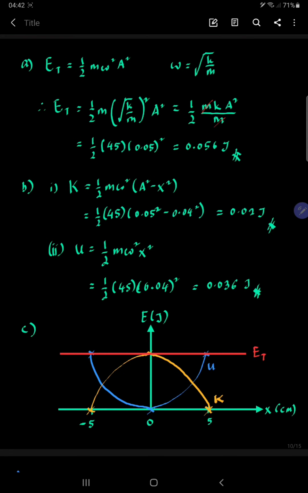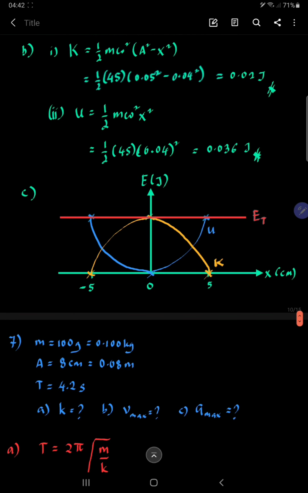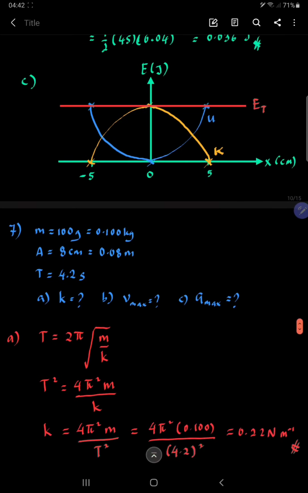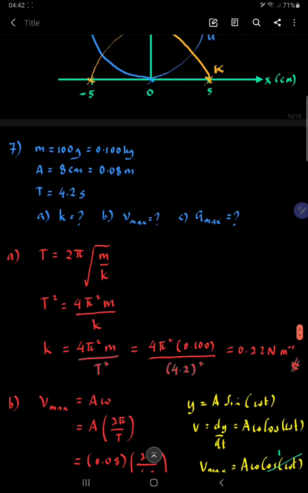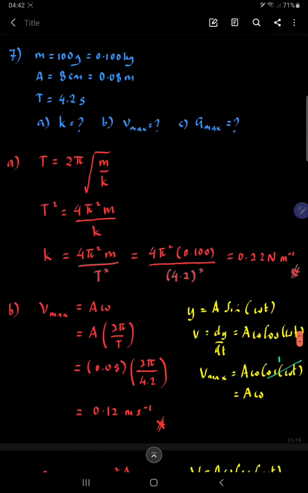Next, question 7. A 100-gram mass is attached to a spring and it is set to perform simple harmonic motion with amplitude 8 centimeter and period 4.2 seconds. Calculate the spring constant, the maximum speed of the mass, and the maximum acceleration of the mass.